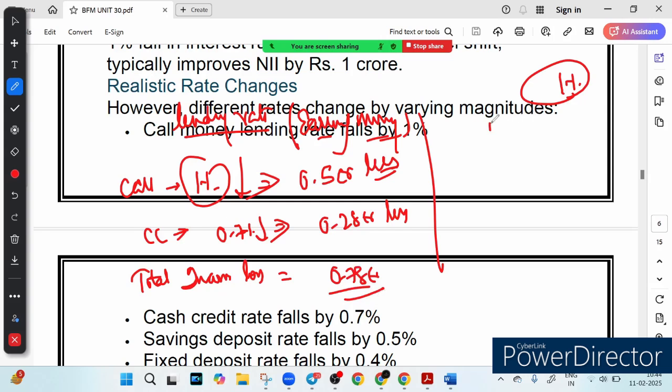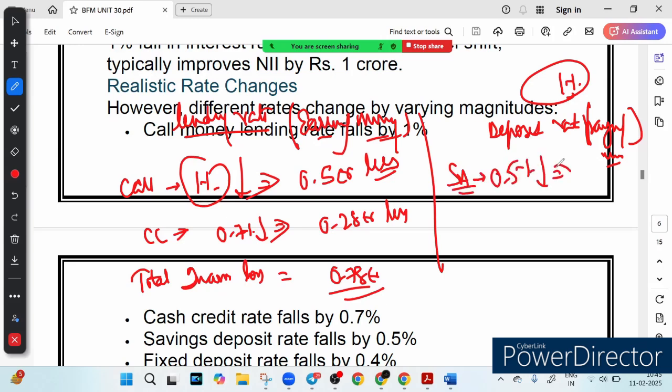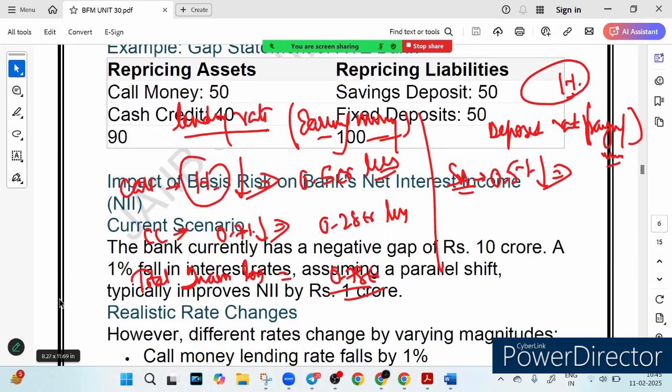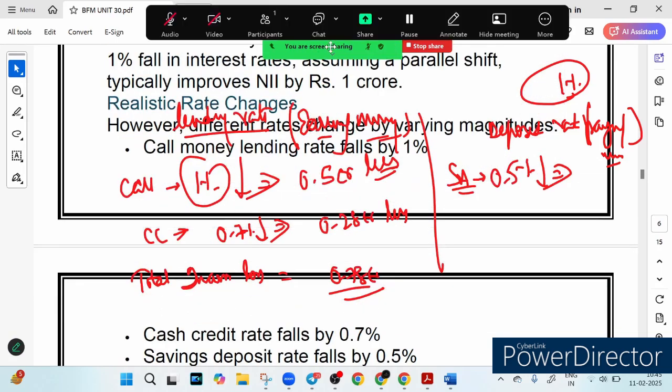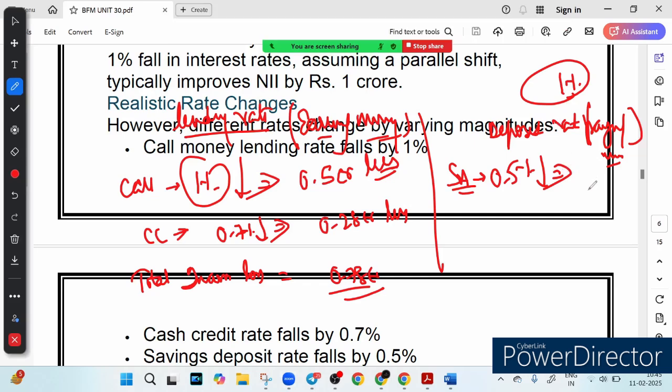Now let's talk about the deposit rate here. When I say deposit rate, it means the bank is paying money. Now we have deposits from savings accounts. Let's say the savings account rate dropped by 0.5%. The savings amount currently is 50 crore. So what is 0.5% of 50 crore? This is nothing but 0.25 crore. So the bank saved this 0.25 crore. Why is it saving? Because the deposit rate decreased, so the bank saves 0.25 crore.